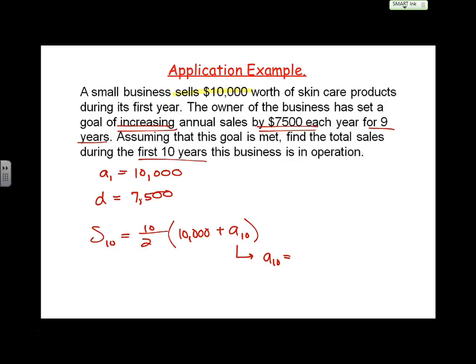How do we find a 10th term? How do we jump there without having to go plus 7,500 plus 7,500 plus 7,500? Where do we start? 9 jumps, which is the same thing as 10 minus 1 if you're looking at the formula, times 7,500. So how much, if this goal is met, are they making 9 years later, I should say? We're in the 10th year.